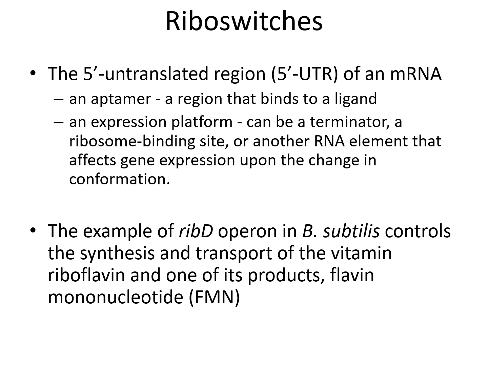FMN binds directly to the RFN element and causes it to form the termination conformation, blocking the expression. In the absence of FMN, the element forms an anti-termination conformation, which can complete the transcription. So that's a riboswitch.